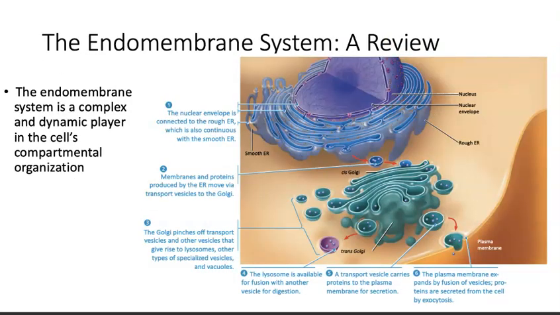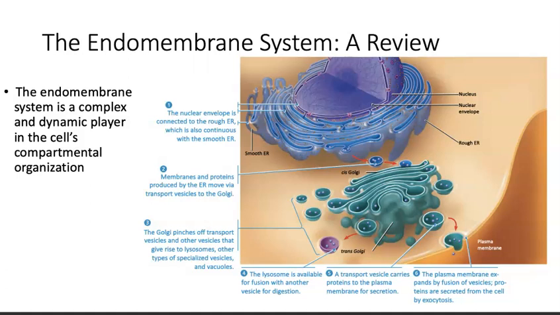So just a really quick review of the endomembrane system, because it is a pretty complicated system. Information inside the nucleus, which is defined by the nuclear envelope, is read and transmitted through the nuclear pores out into the endoplasmic reticulum. Specifically, we're going to have a lot of that information going to the rough ER, because that's where you find those ribosomes. The rough ER and the smooth ER are both continuous with the nucleus.